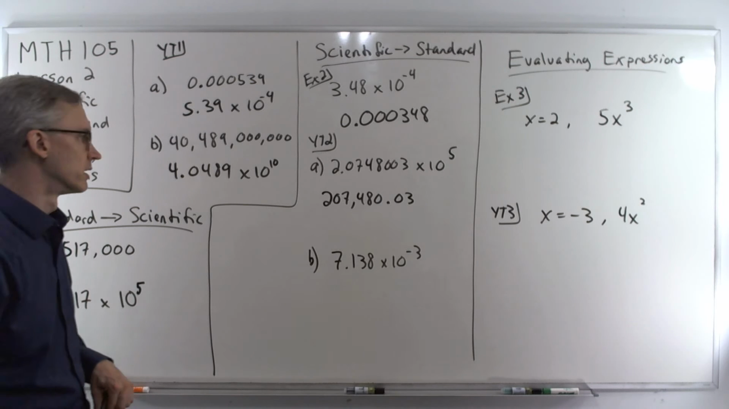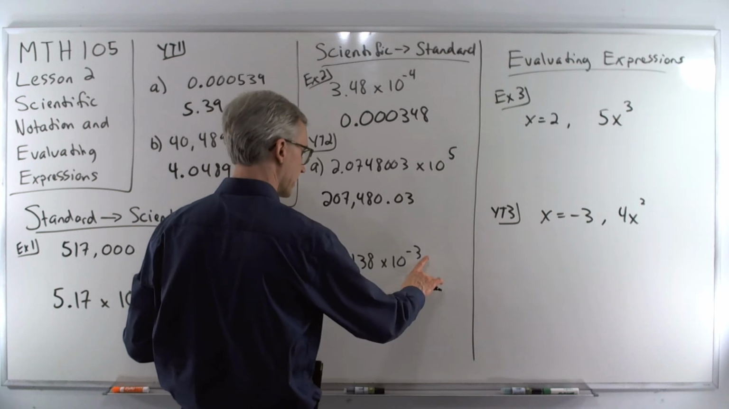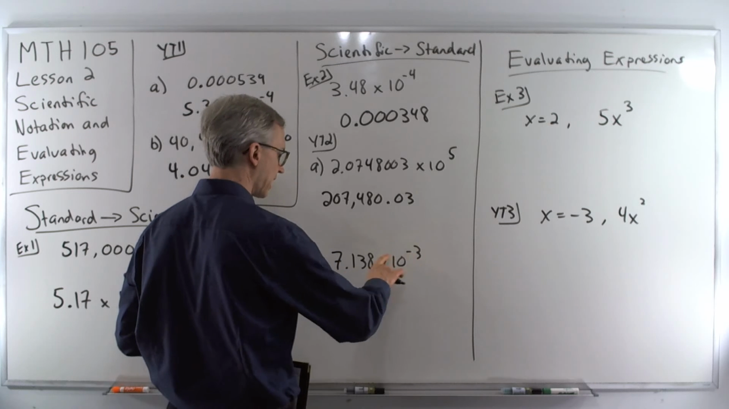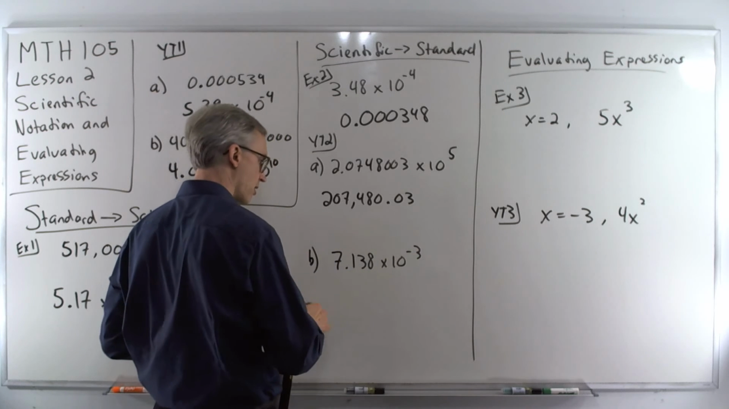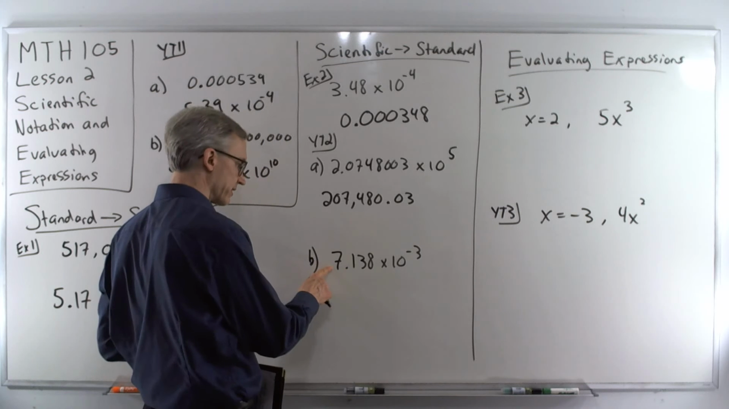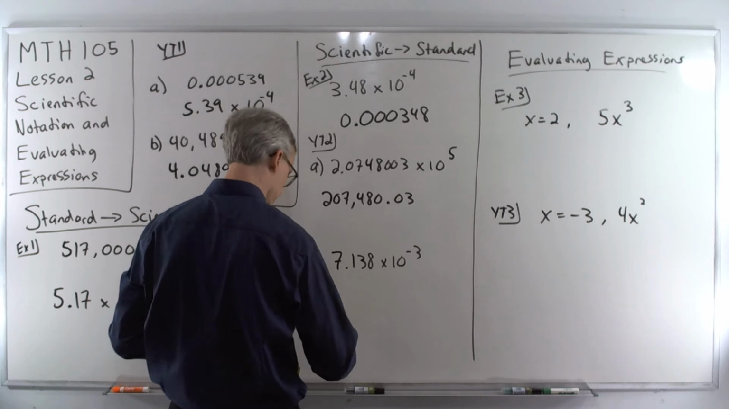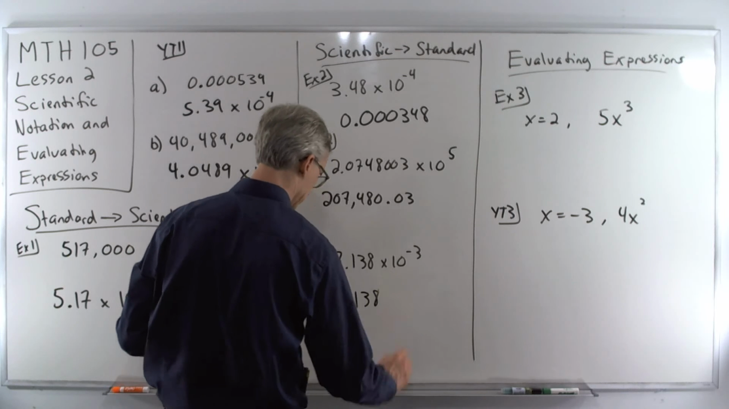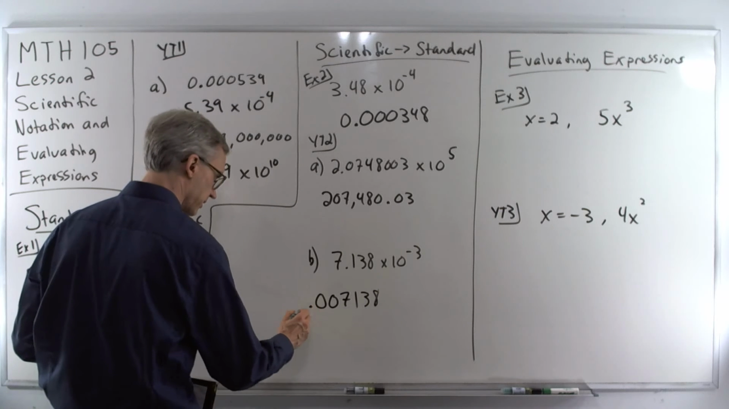Part B. 7.138 times 10 to the negative 3rd power. So we're going to move it 3 places. Since it's negative, we're moving it to the left to make the number smaller. So 1 gets us to the left of the 7, then we'll need 2 more zeros. So 0, 0, 7, 1, 3, 8. And decimal point goes to the left.